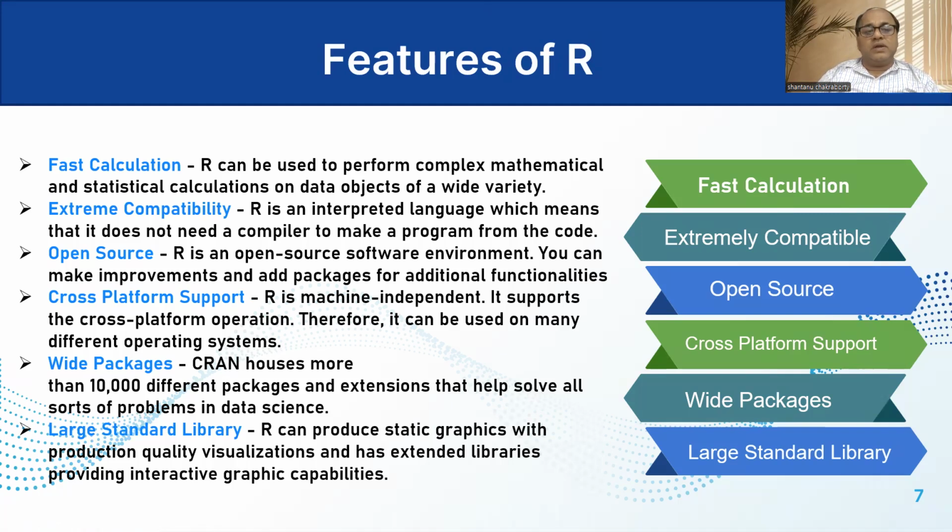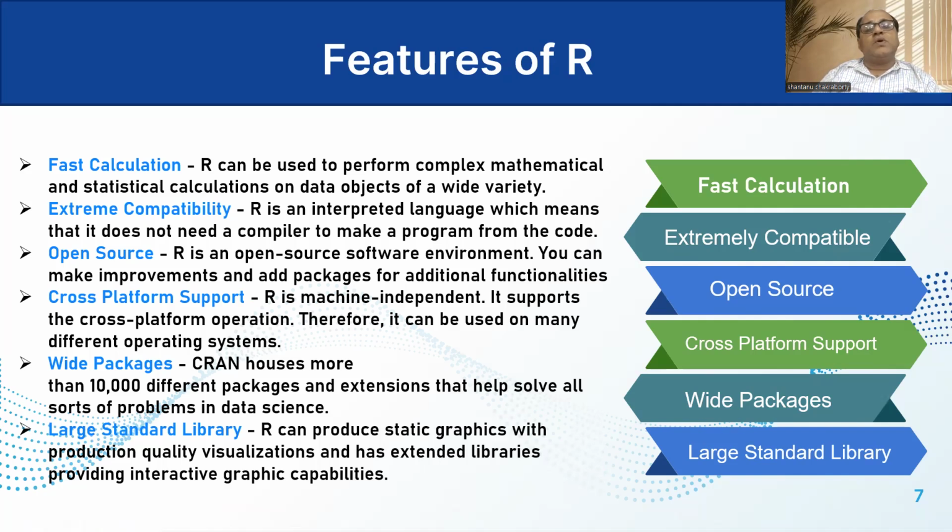First one that is very important is fast calculation. R can be used to perform complex mathematical and statistical calculations on data objects of a wide variety. So this is one of the very important functions of R. Number two is R is extremely compatible. It's an interpreted language, meaning that it does not need a compiler to make a program from source code. So it makes R code very effectively.